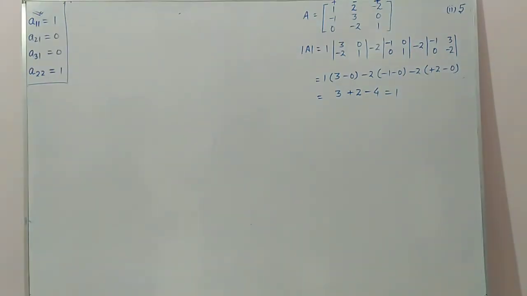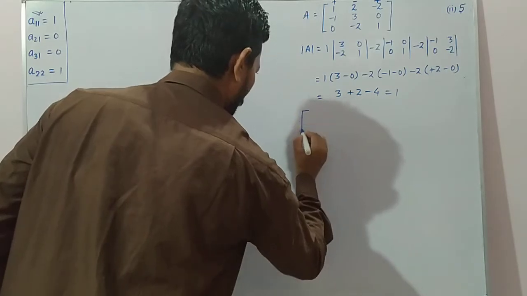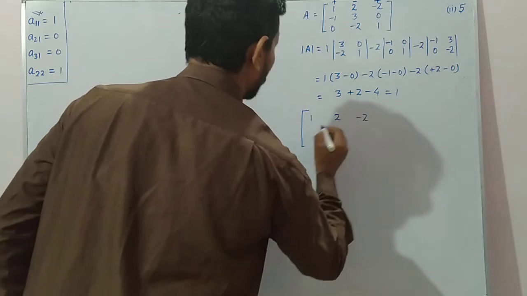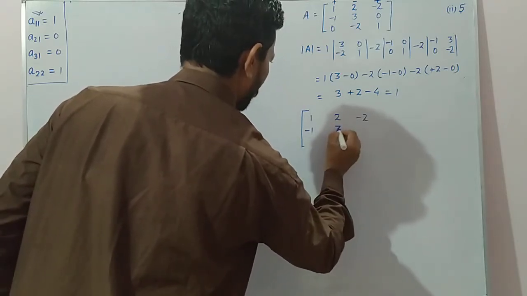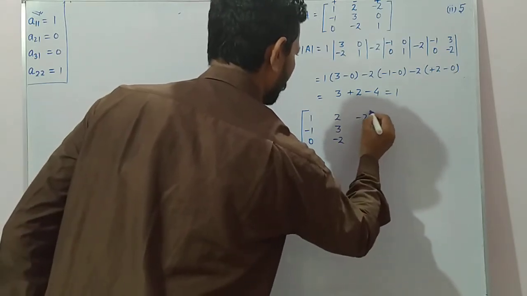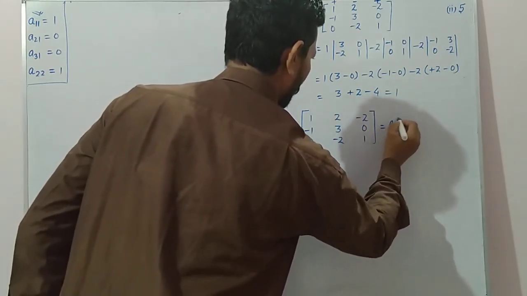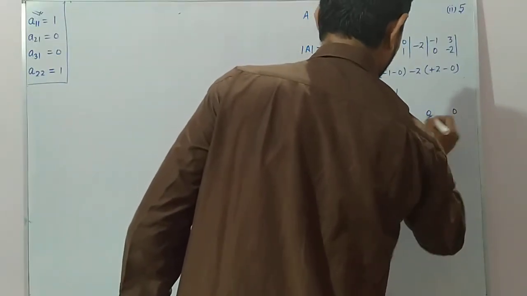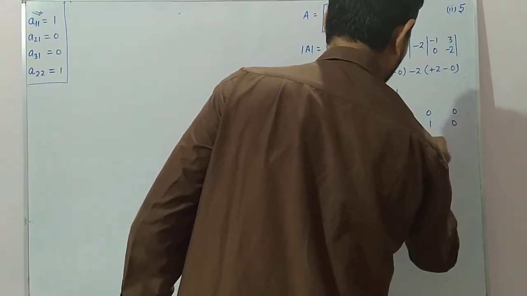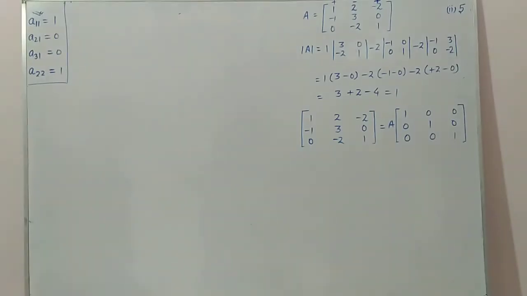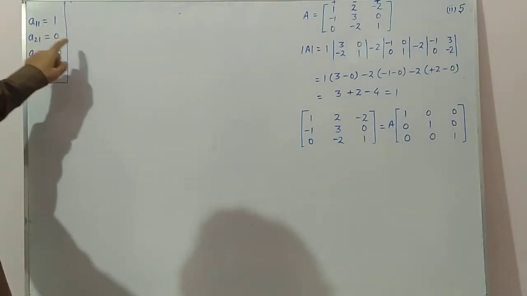So here the determinant is not equal to 0, so we can find the inverse. The same procedure we will do here. The matrix is 1 2 minus 2, minus 1 3 0, 0 minus 2 1, augmented with the identity matrix 1 0 0, 0 1 0, 0 0 1. Our first aim is to bring 1 here.